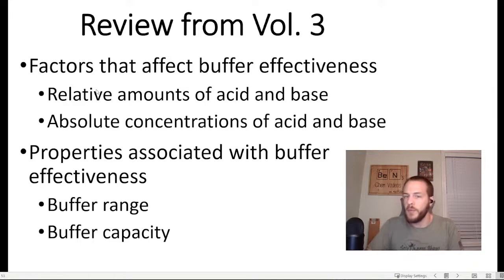Relatively speaking, if you want the buffer to be most effective, you want to make sure that the amounts of acid and base are as close to one another as you can. Ideally, you would have a buffer in which the amount of acid is equal to the amount of base, in which case your pH would be equal to the pKa of that weak acid, according to the Henderson-Hasselbalch equation.